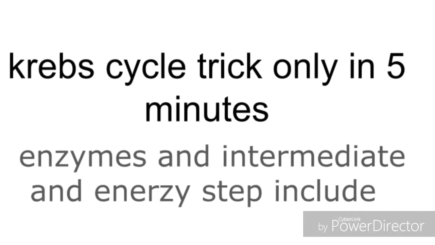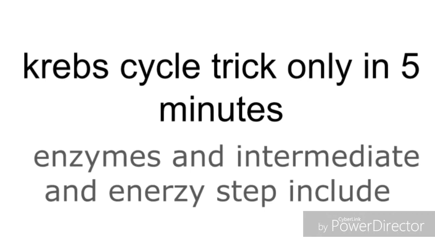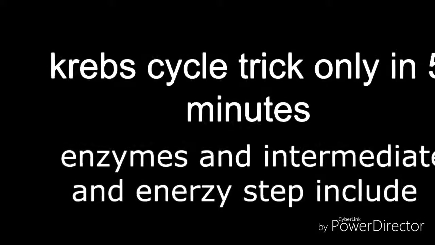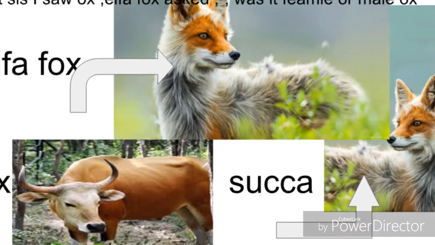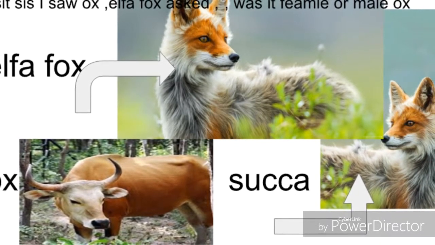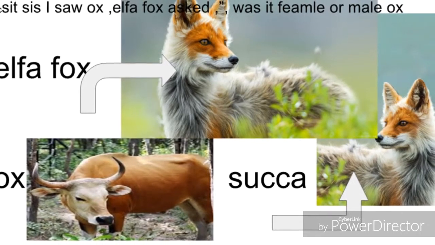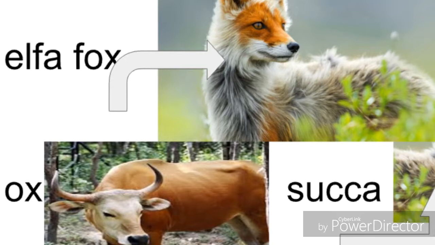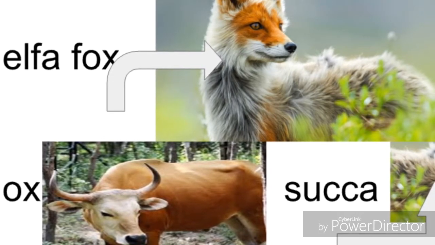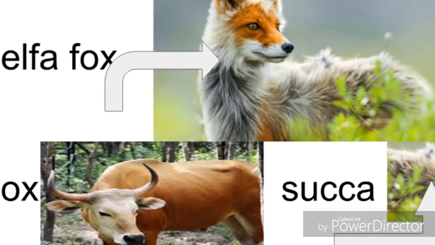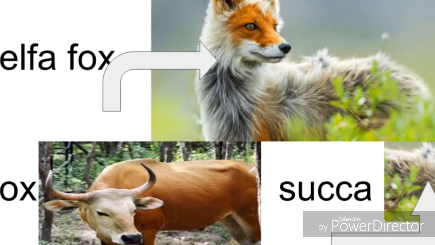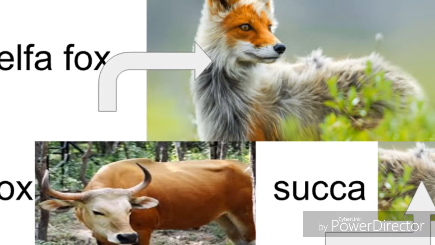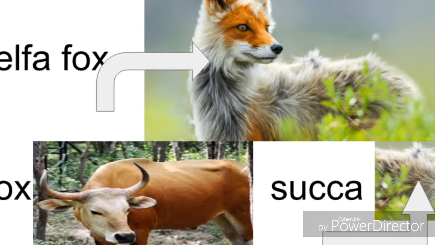Hello guys, today I'm going to tell you a very simple, cute, short trick for the Krebs cycle. I have studied it many times, reading it very carefully, but I forgot it every time. If you are writing subjective papers, you should know all the intermediates, all the enzymes and the energy steps too. The same applies to those who are going to sit in objective papers, so here are some similar questions about it.